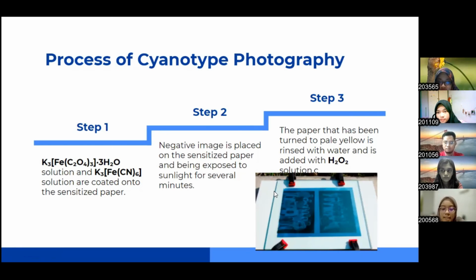As you can see in the picture below, they also put a glass sheet and clamp on top of it to avoid any changes in position and also to produce a sharp image. And then the paper will turn pale yellow, which means that it is ready to be washed. So we will rinse it with water to remove any excess sensitizer, and it will then turn blue. To increase the intensity of the blue color, we will add hydrogen peroxide solution.